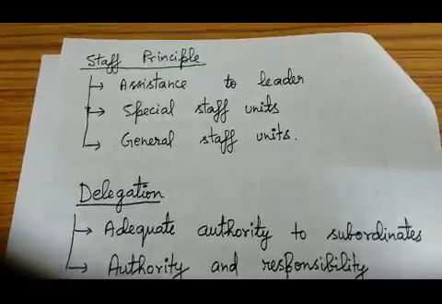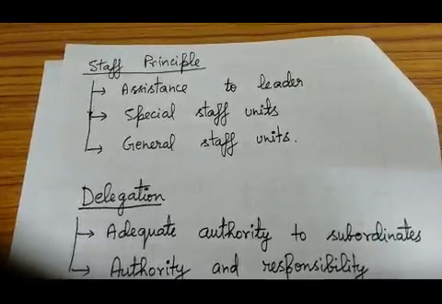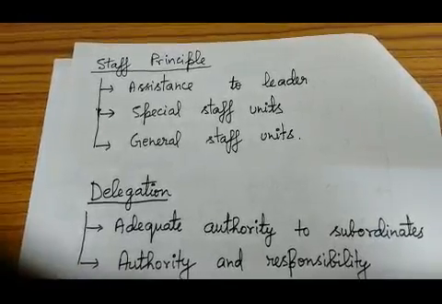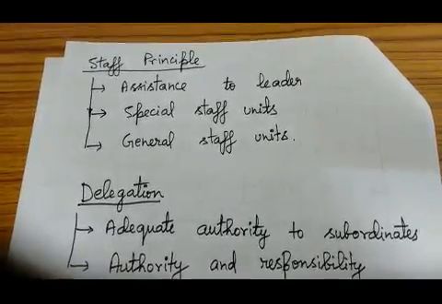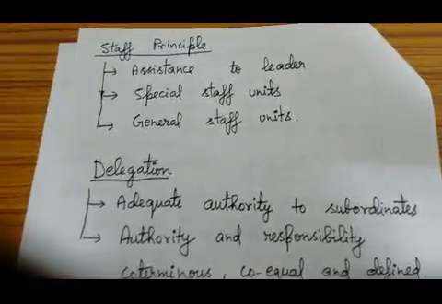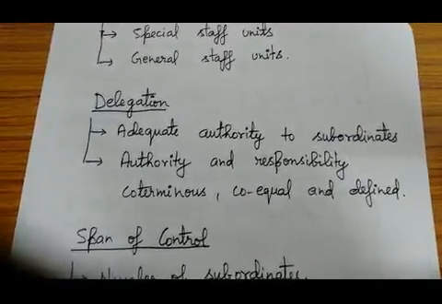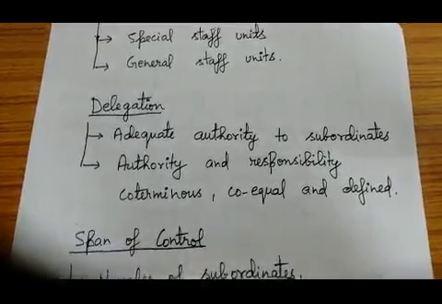For example, in district administration, the post of DM, the district collector, is a general staff unit because he actually implements whatever policies come from upward. So this is the staff principle, and line is those functionaries who work under him. So that's it. Then delegation, this is very important, like delegation and decentralization.